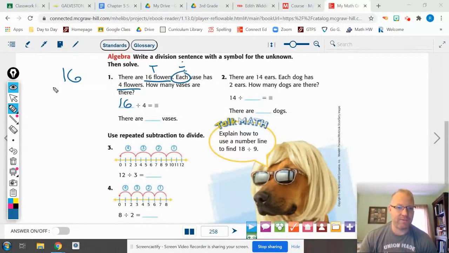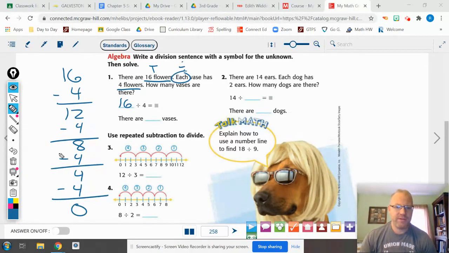So I'm going to say, okay, 16 minus 4 equals 12. Then 12 minus 4 equals 8. 8 minus 4 equals 4. And 4 minus 4 equals 0. So essentially, I'm going down the number line by 4 each time. I went 1 4, 2 4s, 3 4s, 4 4s. So I went down 4 times. I subtracted 4 times. So that means the answer is 4. There are 4 vases. And you could check this by saying 4 times 4 equals 16.